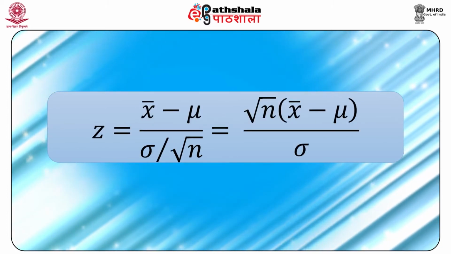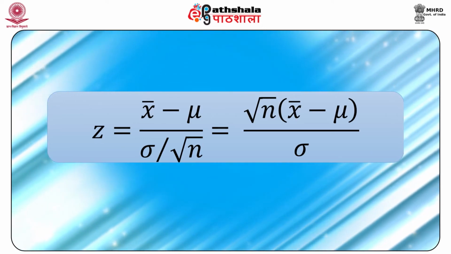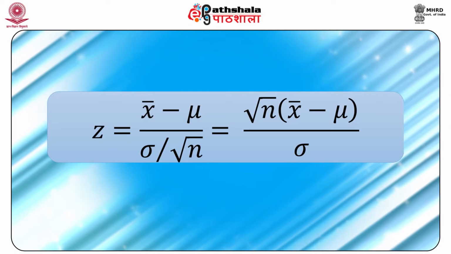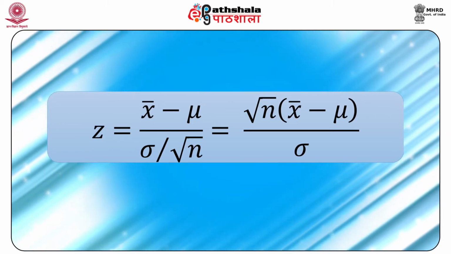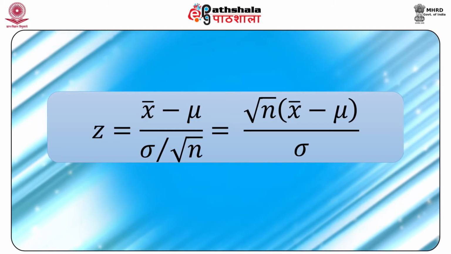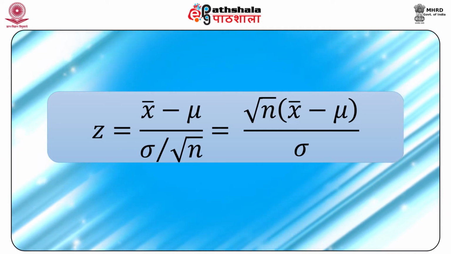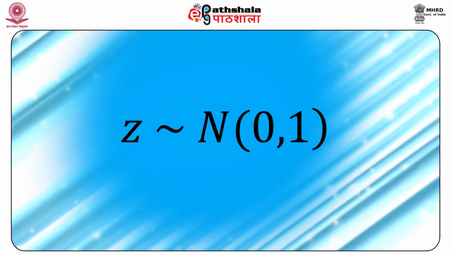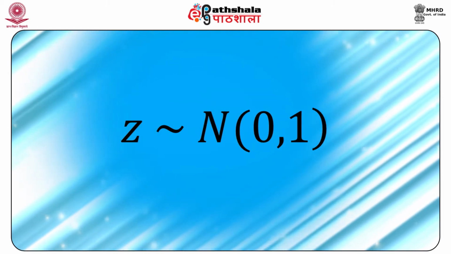Now consider a random variable. What is a random variable? That you know. So let us consider z is equal to x bar minus mu upon sigma by root n, which is the same as root n into x bar minus mu upon sigma. The random variable will tend towards standard normal. So z is distributed normally with mean 0 and variance equal to 1.